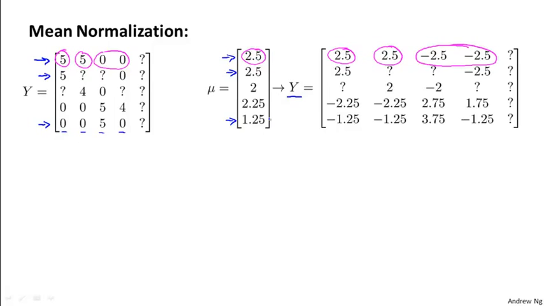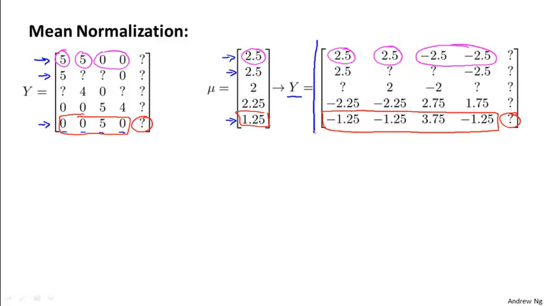And so just one last example, if you look at this last row, the 0 0 5 0, I'm going to subtract 1.25, and so I end up with these values over here. And of course the question marks stay a question mark. And so each movie in this new matrix Y has an average rating of 0. What I'm going to do then is take this set of ratings and use it with my collaborative filtering algorithm.